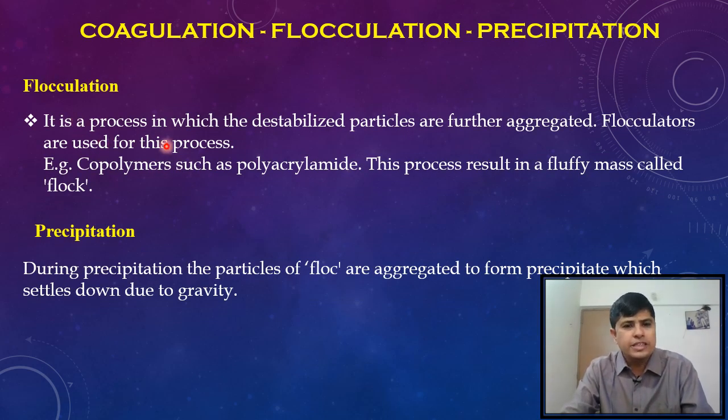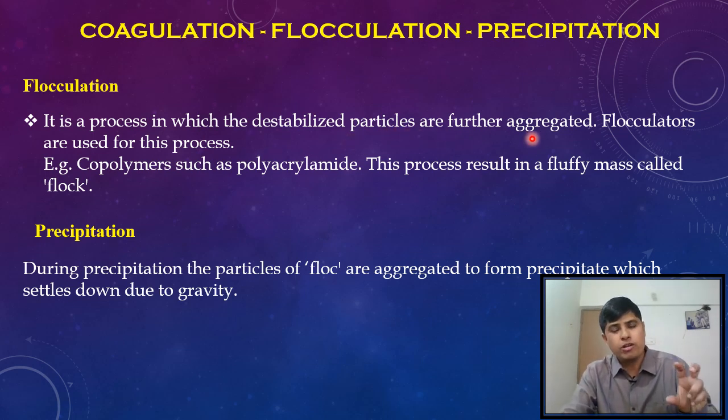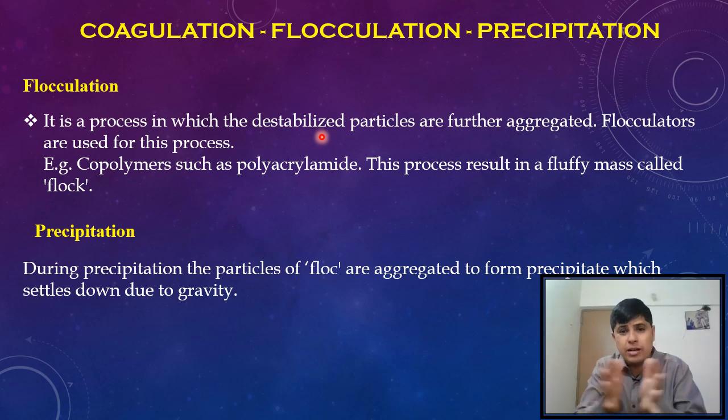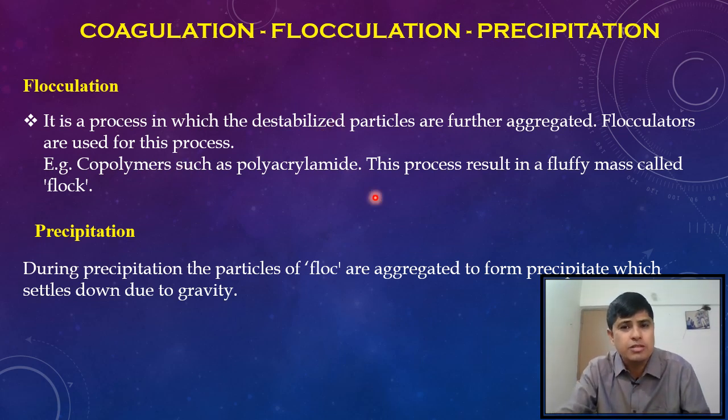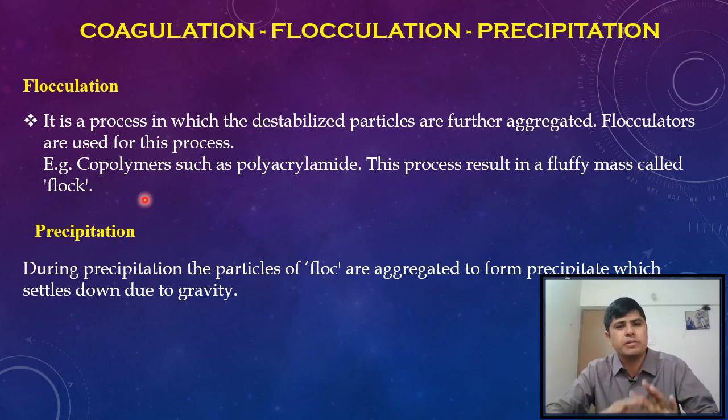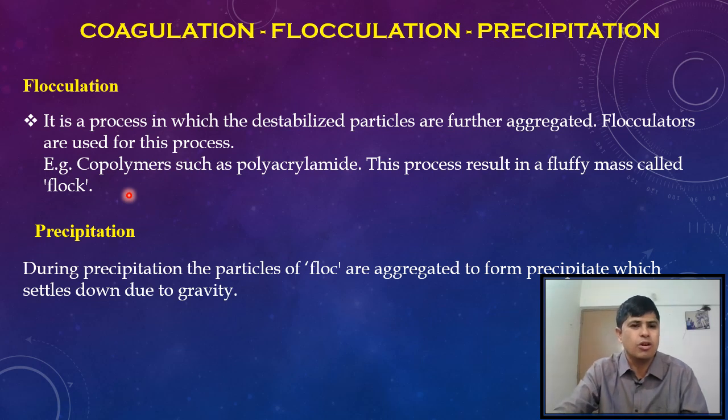Flocculation is a process in which destabilized particles are further aggregated. In coagulation there is destabilization of stabilized particles. Now here, the destabilized particles are further aggregated, clubbed together, forming aggregates. Flocculators are used in this process. For example, copolymers such as polyacrylamide are used as flocculators. This process results in the formation of a fluffy mass called floc. This is flocculation.